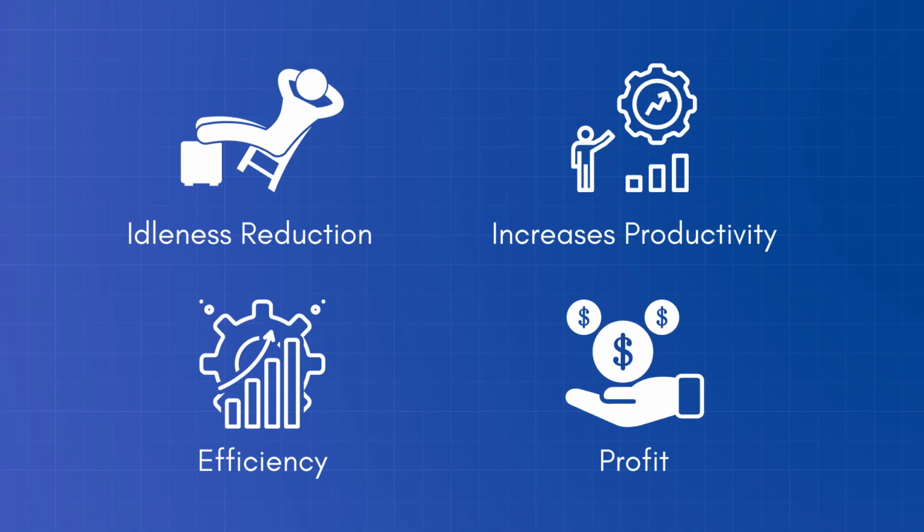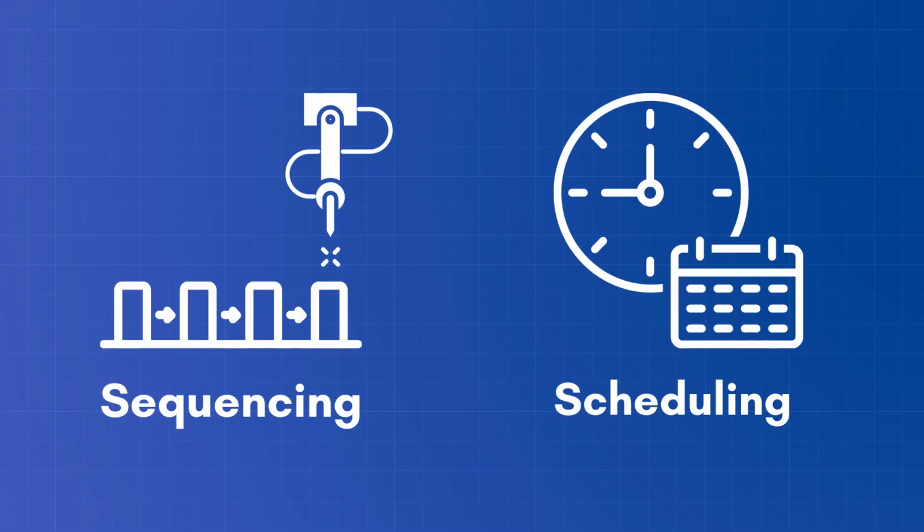The ultimate aim of sequencing is idleness reduction. This method increases productivity, profit, and efficiency of a machine exponentially if applied correctly. Now, there is a common misconception regarding sequencing and scheduling. Sequencing is simply selecting or providing an order to machines, whereas scheduling is like a timetable.